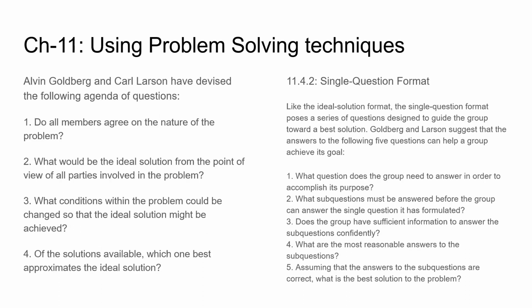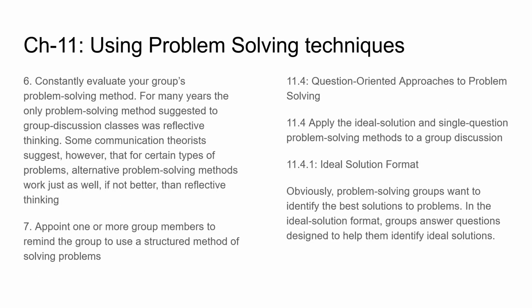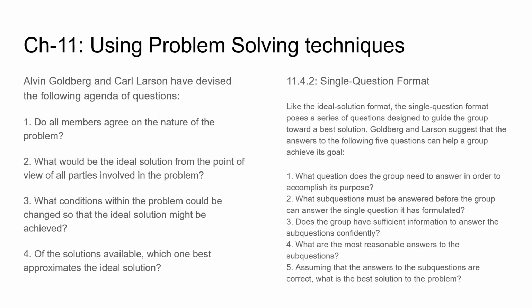Alvin Goldberg and Carl Larson have devised the following agenda of questions when it comes to, remember, using the question format. We're going to learn more about that. We learned about it in 11.4. So number one is, do all members agree on the nature of the problem? Number two, what would be the ideal solution from the point of view of all parties involved in the problem? Number three, what conditions within the problem can be changed so the ideal solution might be achieved? Number four, of the solutions available, which one best approximates the ideal solution?